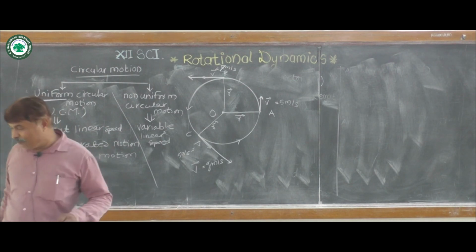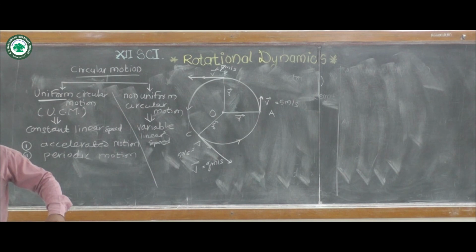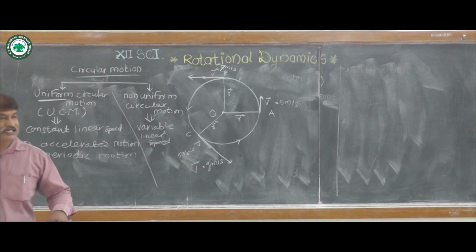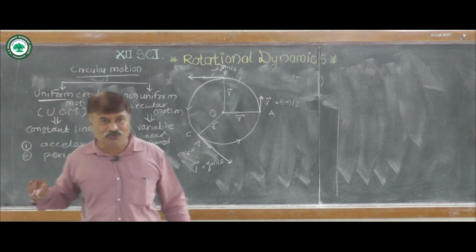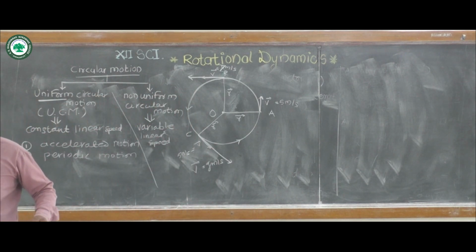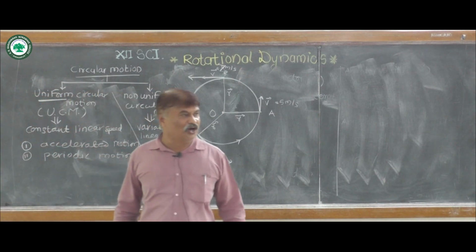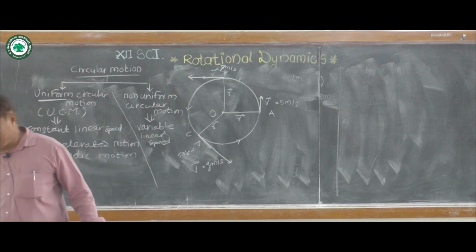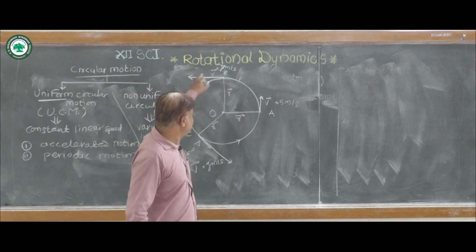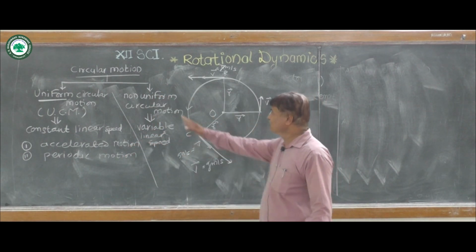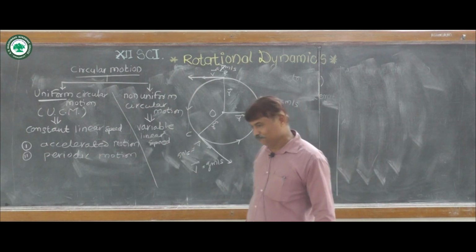Work done by the centripetal force is 0, but work done by the tangential force is not 0, and that's why the kinetic energy of non-uniform circular motion continuously goes on changing. In this way velocity goes on changing, therefore kinetic energy also goes on changing. So this is the main difference between uniform circular motion and non-uniform circular motion.